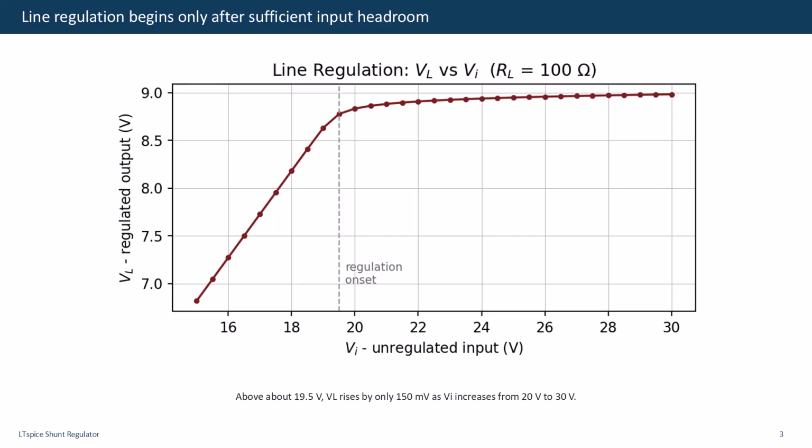Once the input provides enough headroom for the Zener and base emitter junction, the transistor begins to shunt excess current and the curve flattens. Between 20 and 30 volts, the output changes by only 0.15 volt or about 1.68%. The graph therefore shows both the unregulated region and the regulated region clearly.